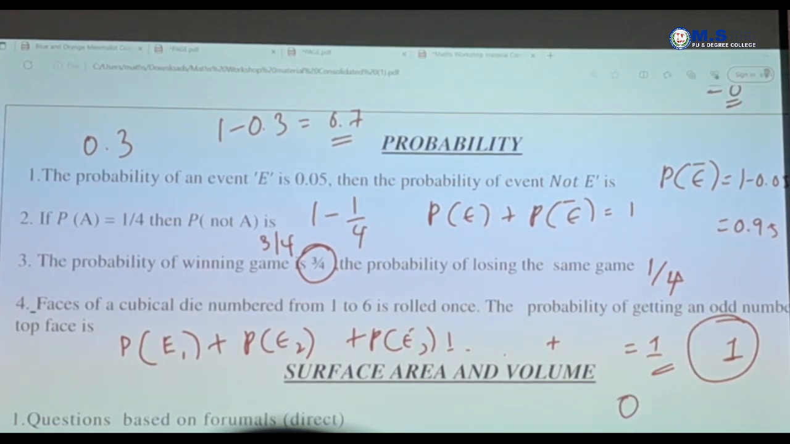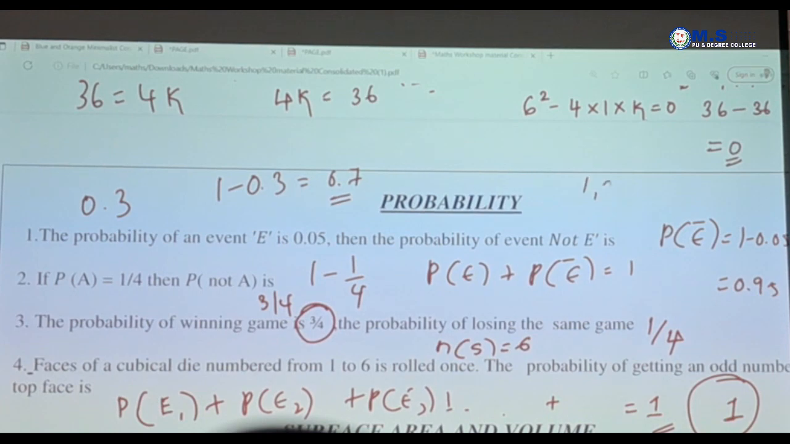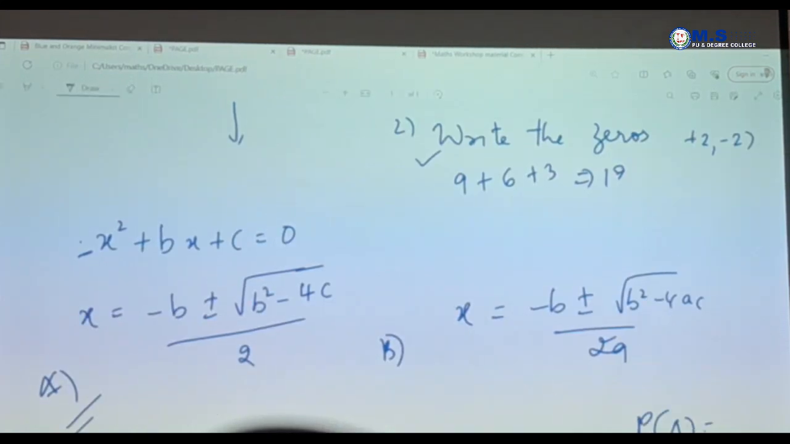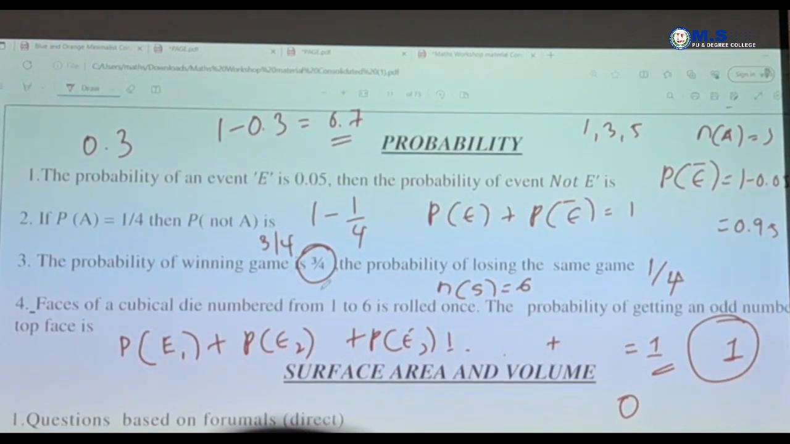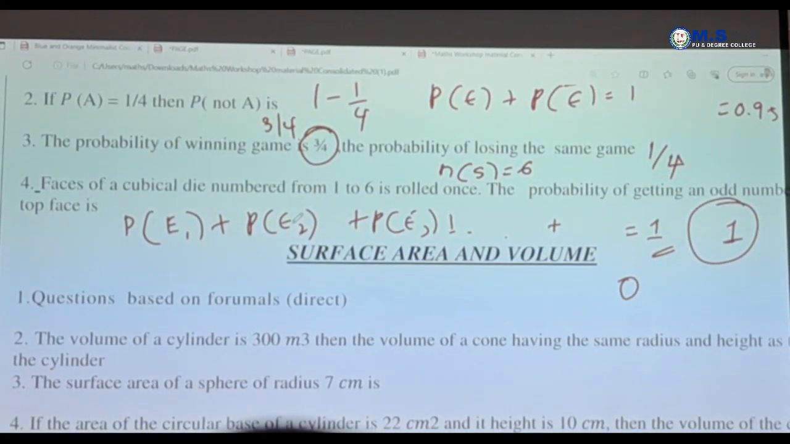0. Okay? Fourth question. A cube with faces numbered from 1 to 6 is rolled once. What is the sample space? 1, 2, 3, 4, 5, 6. What is n of S? 6. What is the probability of getting odd numbers? The numbers we have are 1, 3, 5. n of A is 3. So P of A is 3 by 6. What is the probability of getting even numbers? 3 by 6. What is the probability of getting number 7? 0 by 6. That is an impossible event. If you write impossible event in the exam, you get the marks, or 0 also you get the marks.